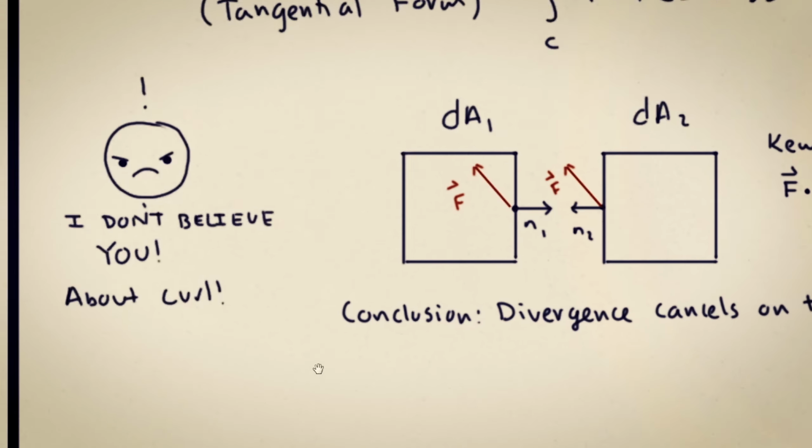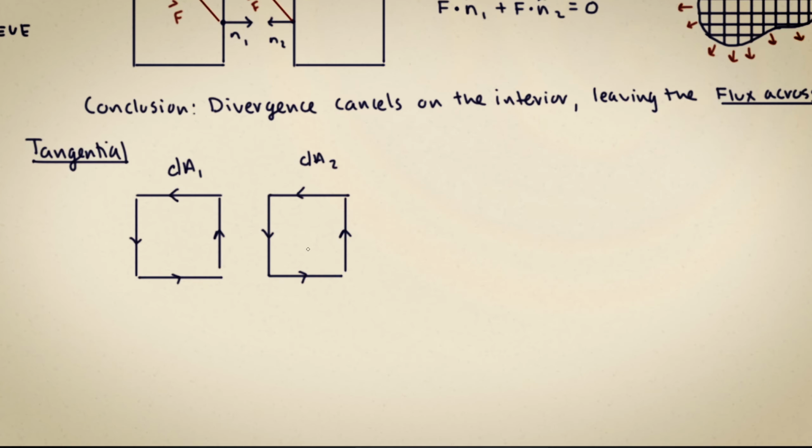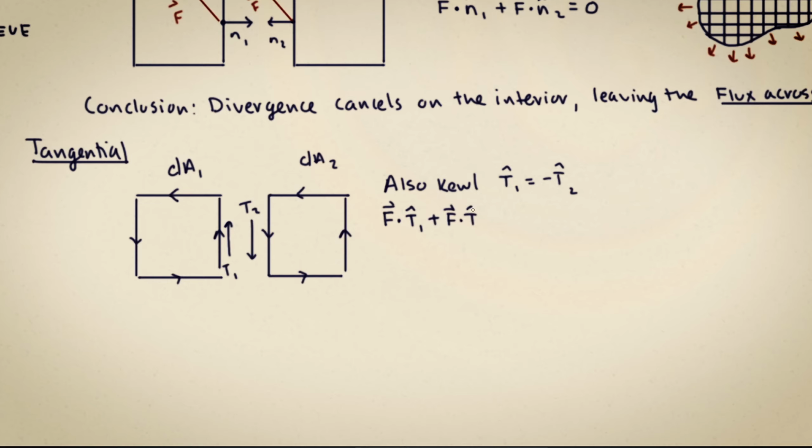All right, I've convinced him about divergence, but he still doesn't believe me about curl. Now I'm going to try to add up the curl everywhere on the interior of the region. So on the right side of dA1, the unit tangent vector is pointing straight up, and on the left side of dA2, the unit tangent vector is pointing straight down. So that means that these two curls are going to cancel. The amount of curling that's happening on the right boundary of dA1 is going to cancel with the amount of curling that's happening on the left side of dA2.